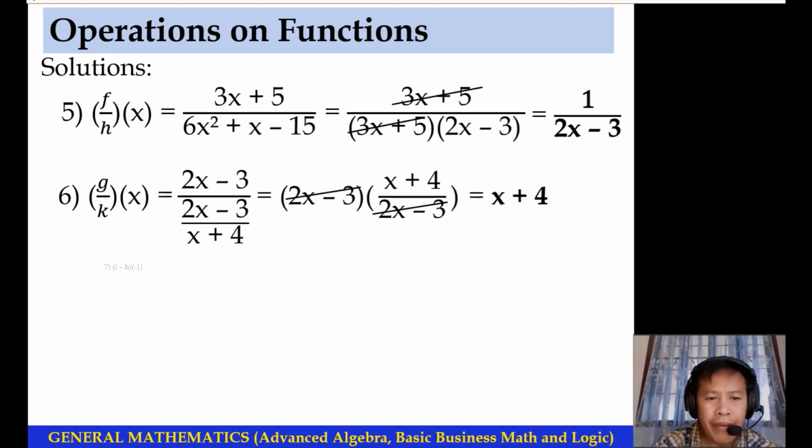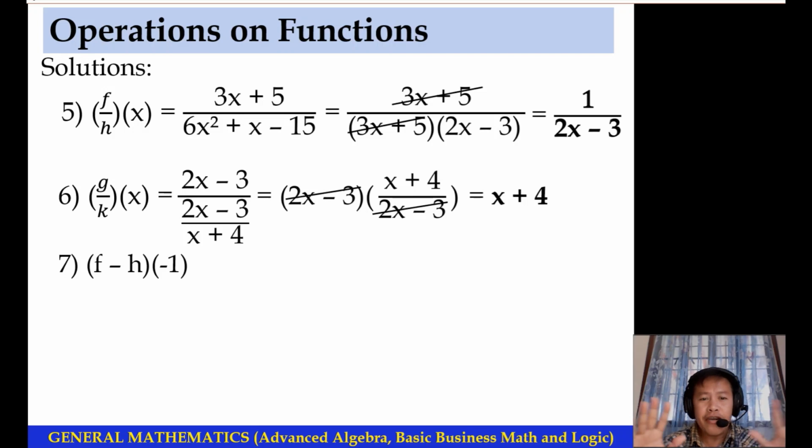Okay, now we will proceed with number 7. F minus x of negative 1. Take note, you do no more variable x here. What you need to do, all x's will be replaced with negative 1. But take note of the operation, which is subtraction. And what is our f of x? F of x is equal to 3x plus 5.